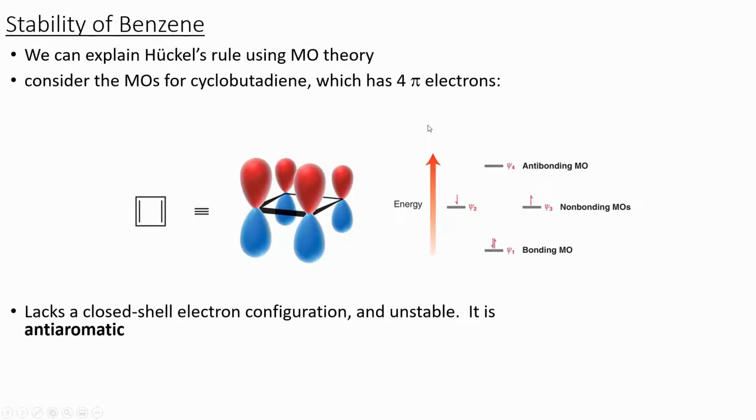And we can explain Huckel's rule using the MO theory. Since we have 4 electrons in cyclobutadiene, we'll have 2 electrons that are found in non-bonding orbitals and 2 electrons that are found in the bonding molecular orbital. Since it lacks a closed shell electron configuration, which is unstable, we're going to have an anti-aromatic compound.